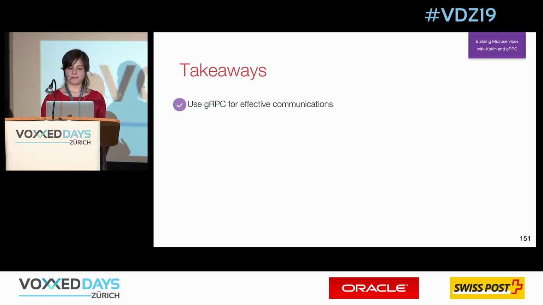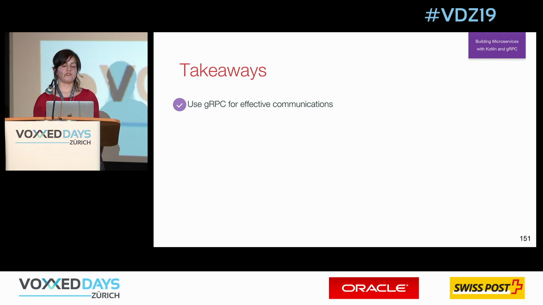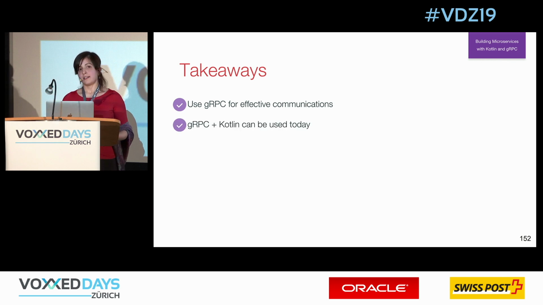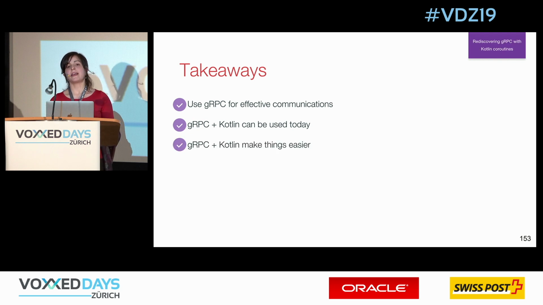Time to summarize. First of all, you should use gRPC for effective communication. So if you have a lot of clients and you need to somehow make your communication more efficient, to make it faster, you should look into gRPC. But it's only if you have a lot of clients and a lot of requests. Then gRPC plus Kotlin can be used today. So you can use gRPC plus Java, and it's okay. But if you want to make your life simpler and enjoy your programming more, you can go to gRPC plus Kotlin. So gRPC plus Kotlin makes things easier.